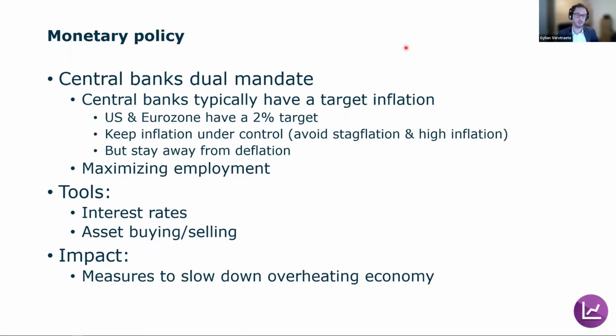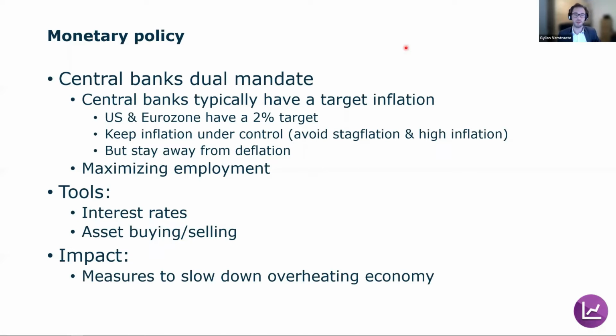2% stays away from the very high inflationary environments, and reduces also the risk of stagflation. And it's high enough to also stay away from deflation. So deflation is very dangerous for countries because it really postpones consumption, as consumers know that they will get to buy more goods with the same money later in time. So typically, central banks will strive for that 2% inflation target.